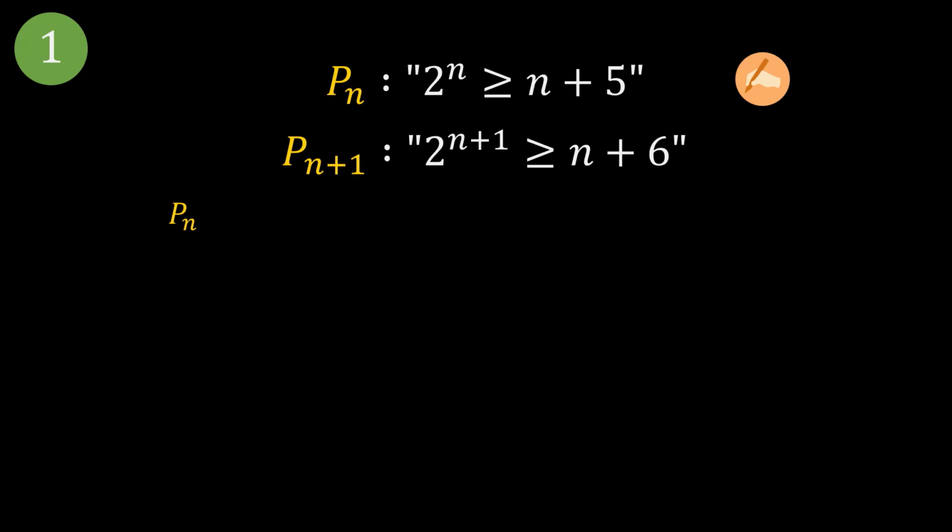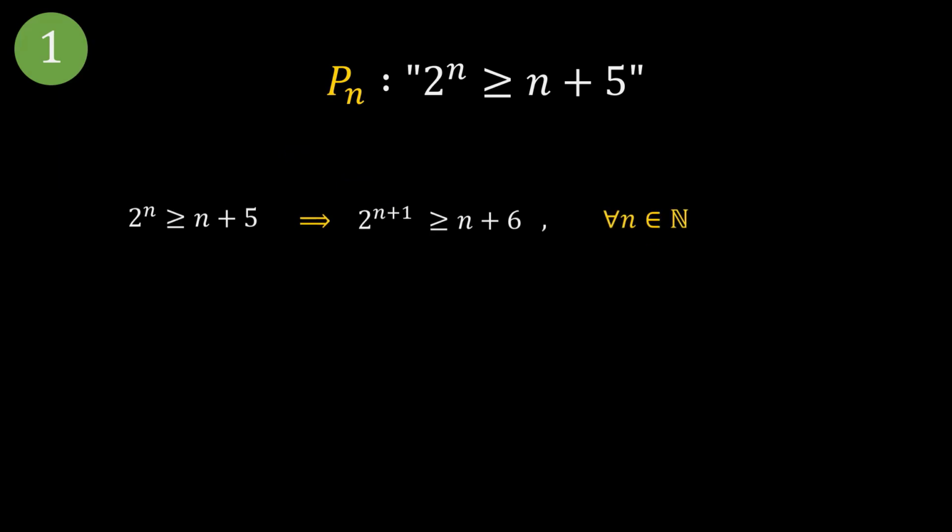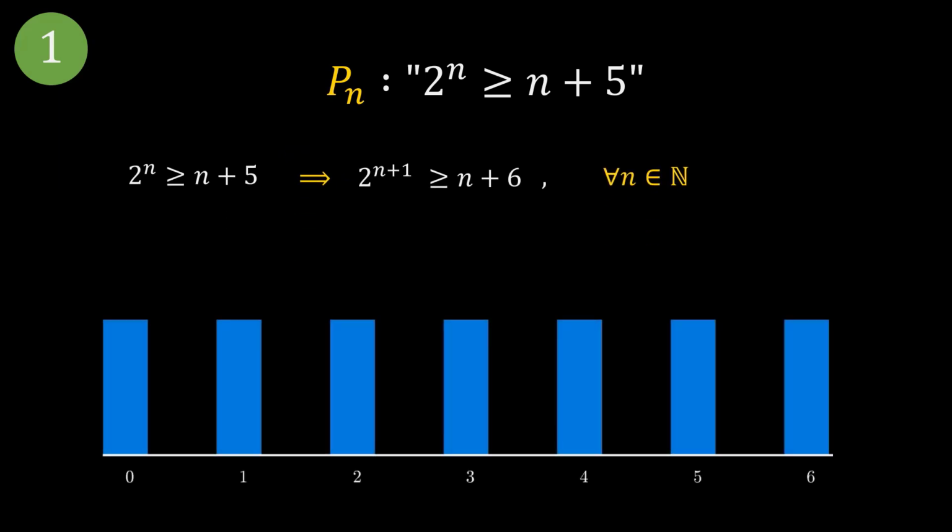Now if Pn is true, meaning if 2 to the power of n is greater than or equal to n plus 5, we can multiply by 2 and we will have 2 to the n+1 greater than or equal to 2n plus 10, which is always greater than n plus 6, and we get 2 to the n+1 greater than or equal to n plus 6, which is exactly Pn+1. The induction step is therefore valid for any natural number. The domino tiles are close to each other.